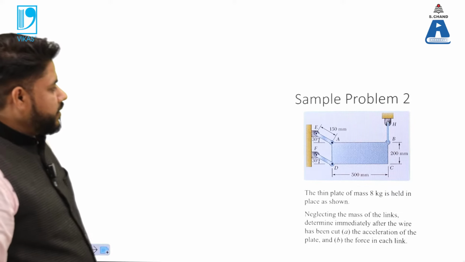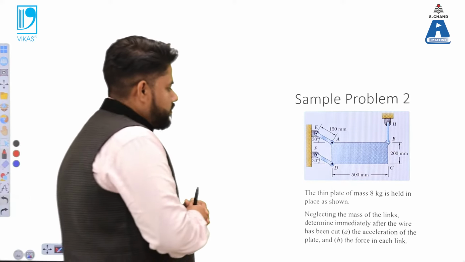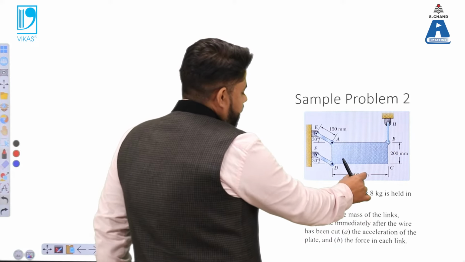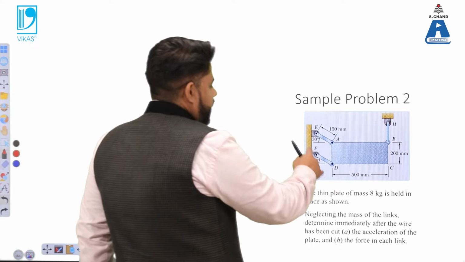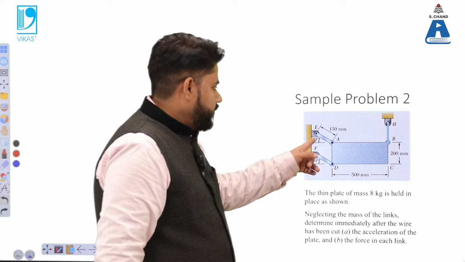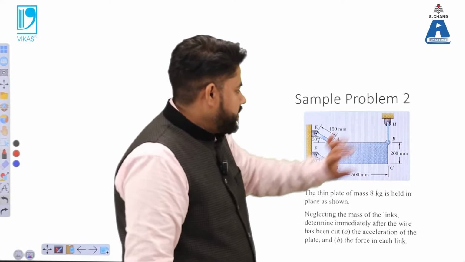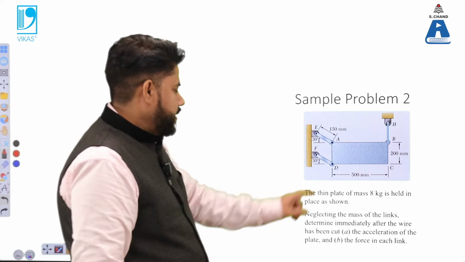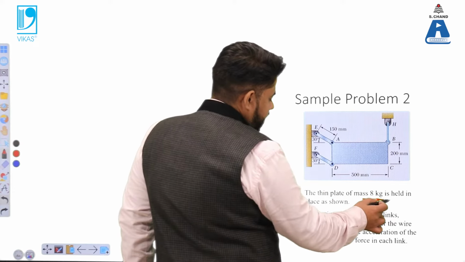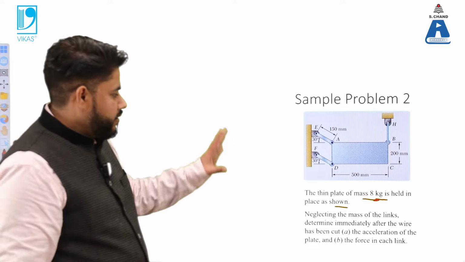Now we'll look at another problem, which is sample problem number 2. This problem has a rectangular cross section, having dimensions of 500 by 200, and it is joined with the help of two links which are inclined at an angle of 30 degrees, and additionally it is also clamped with one hook which is H, perpendicular to the surface. In the question it is mentioned that you have a thin plate of mass 8 kg. As shown means the dimensions and other aspects are shown particularly in the question.